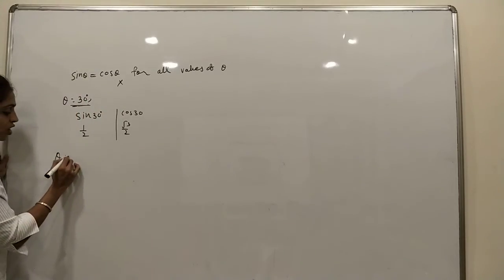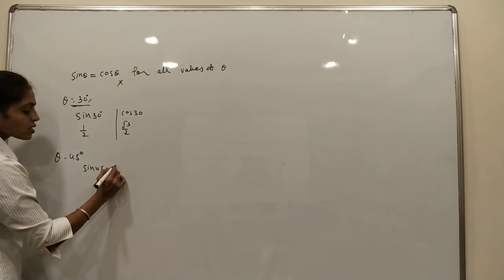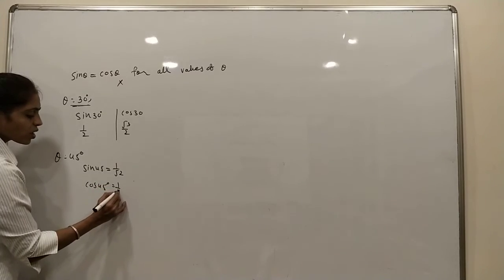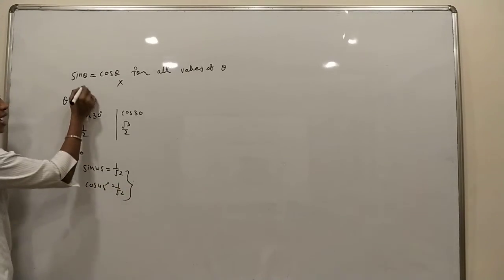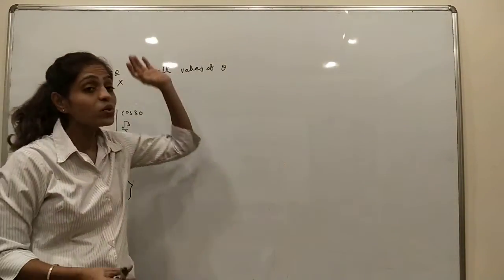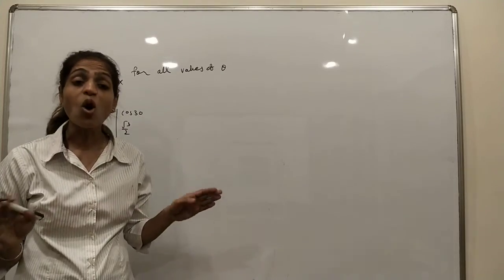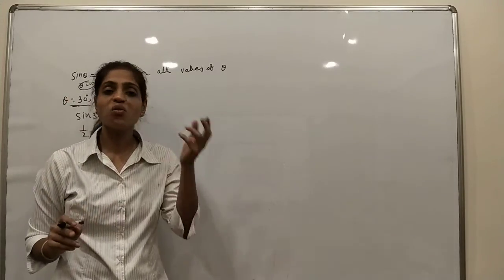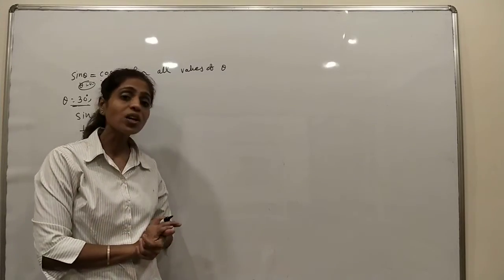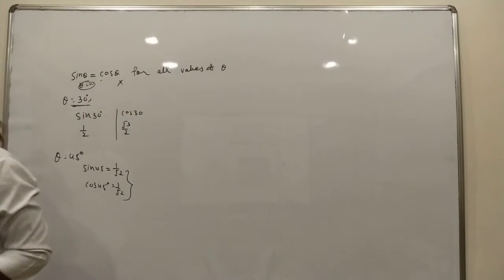Take theta 45. Sin 45 is 1 by root 2 and cos 45 is also 1 by root 2. That value is the same when theta is 45. But here it is stated that for all values of theta it is equal. Then it is false. Only at theta 45 are sin theta and cos theta equal; for other values of theta, they are not the same.